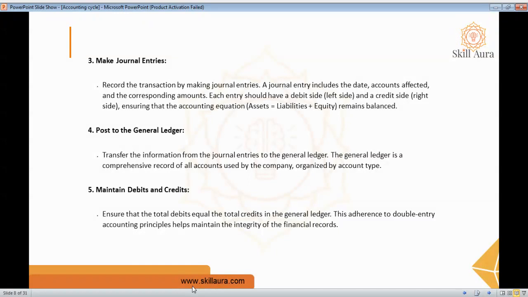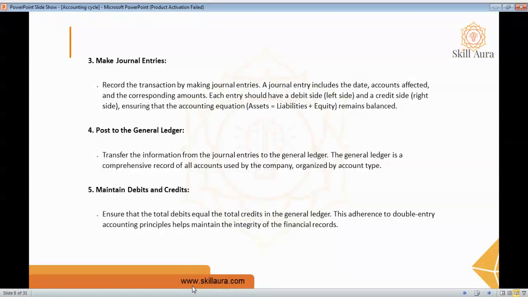So we have to follow the accounting equation. Asset is equal to liability plus equity, which always remains balanced. The next step is post to the journal ledger. Transfer the information from the journal entries to the journal ledgers.